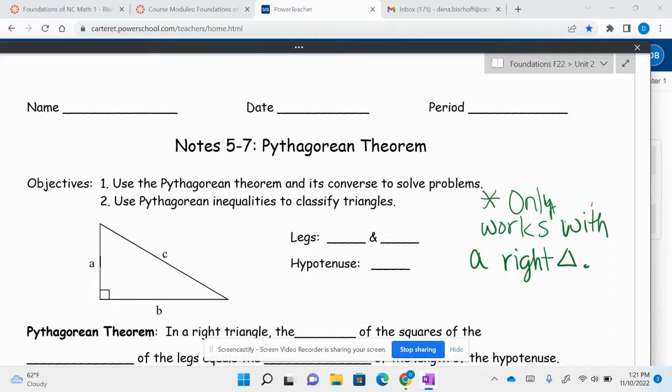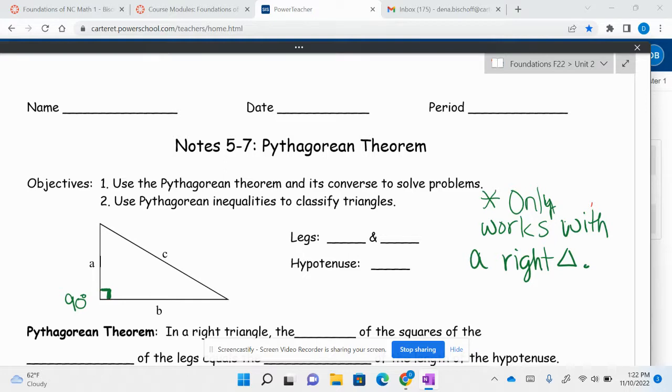How do we know if a triangle is right? Like, what's it have? Yeah, it has that little square. And if it doesn't have the little square, what does the measure have to be in the corner? 90 degrees, yeah. So it either has the square or it has 90 degrees written in the corner, okay?